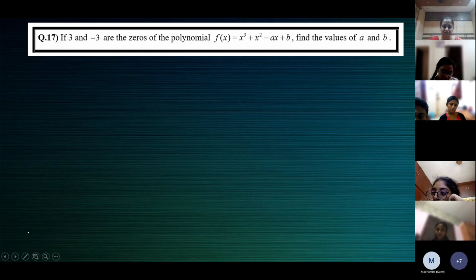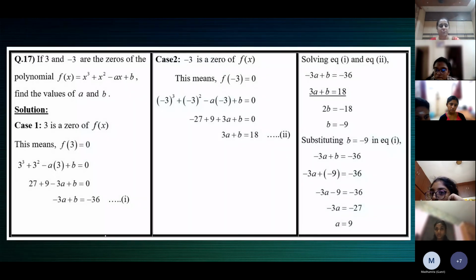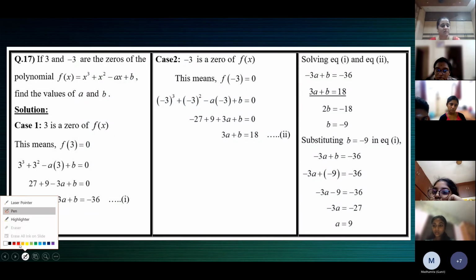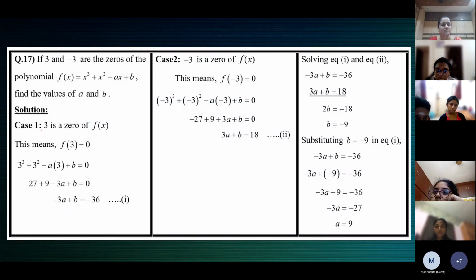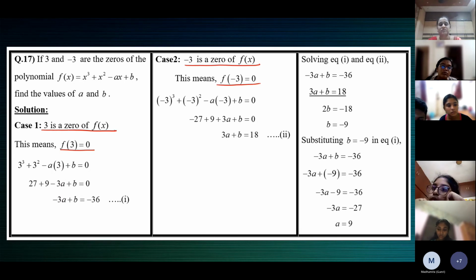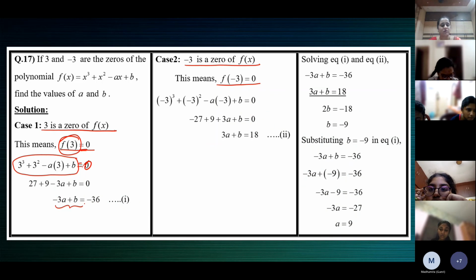I'll show you the answer slide. This is what I expected. I wanted you to say that since 3 is a 0 of f of x, f of 3 is 0. Since minus 3 is a 0 of f of x, f of minus 3 is 0. So how do you express f of 3? In place of x, use 3, and this is equal to 0. Then you get an equation in a and b. Have a and b on one side, take the number to the other side, and you get an equation in a and b.